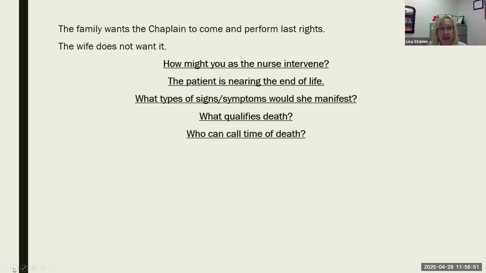Who can call the time of death? So it depends on where you work, but typically if the doctor will sign it, then the nurse can call the time of death. So I know when I worked on an open heart floor, we could call the time of death and the ER doc would come up and they would sign off behind us. I know with hospice nurses, they can legally call the time of death.